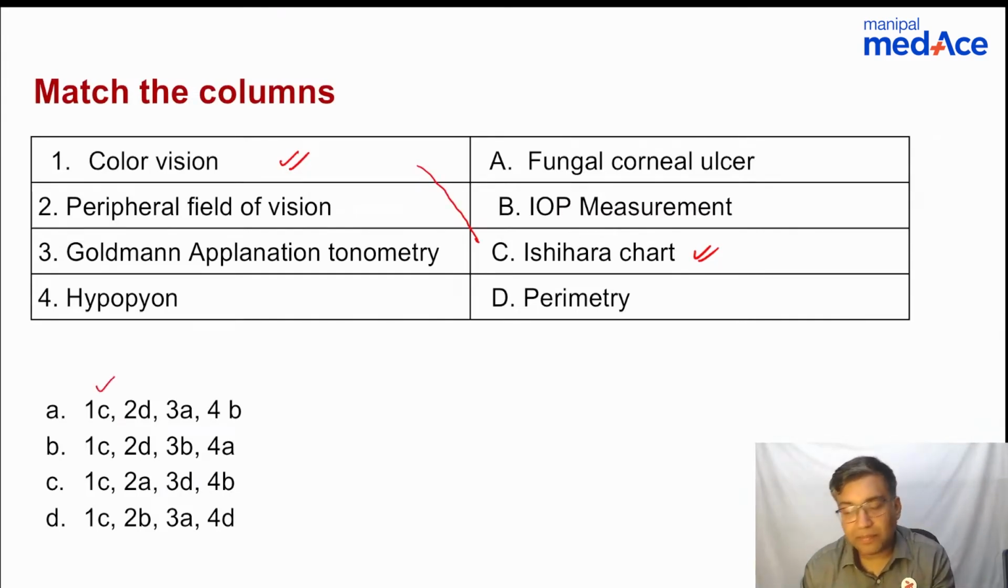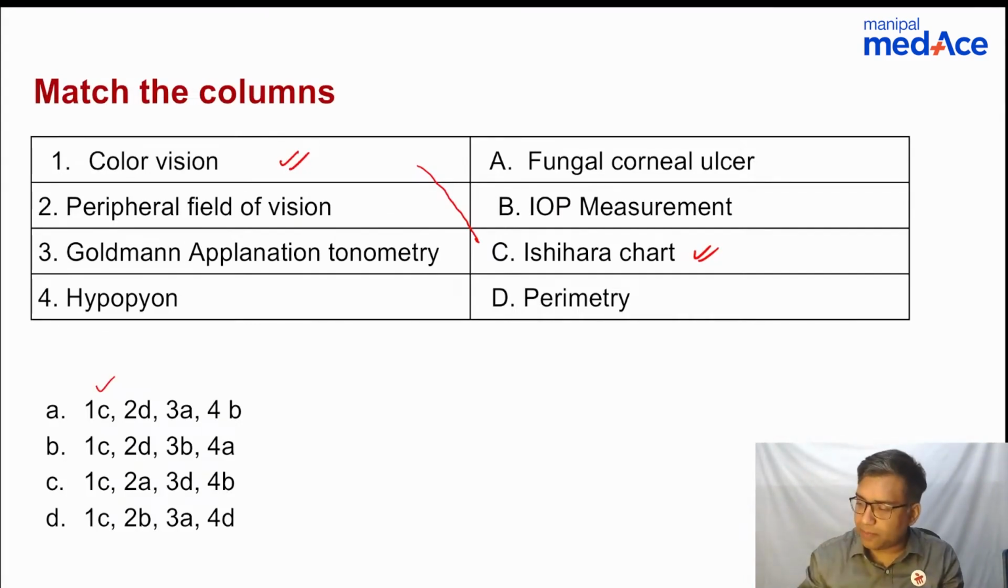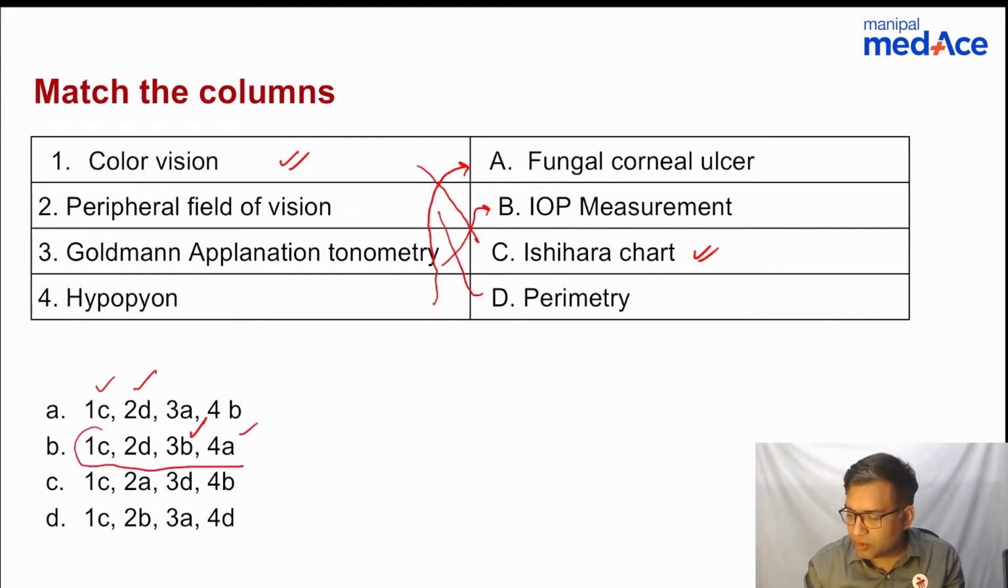Then you have peripheral field of vision. How do you see the peripheral field of vision? You see it with the help of perimetry. So 2 goes with D. Then Goldman applanation tonometry. What do you do with the tonometer? You measure the intraocular pressure. So Goldman applanation tonometry is IOP measurement, and hypopyon is seen in patients with fungal corneal ulcer. So 1 goes with C, 2 goes with D, 3 goes with B, and 4 goes with A. So our answer would be B here.